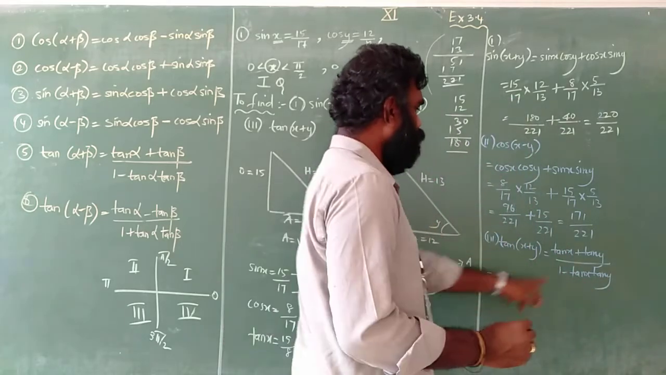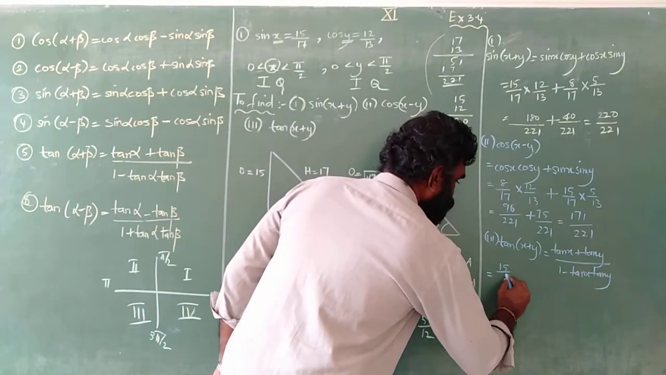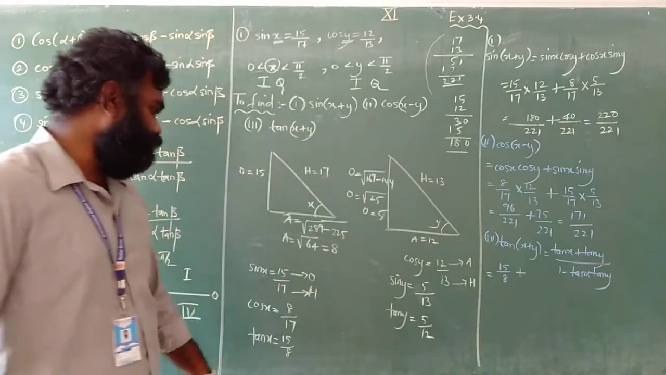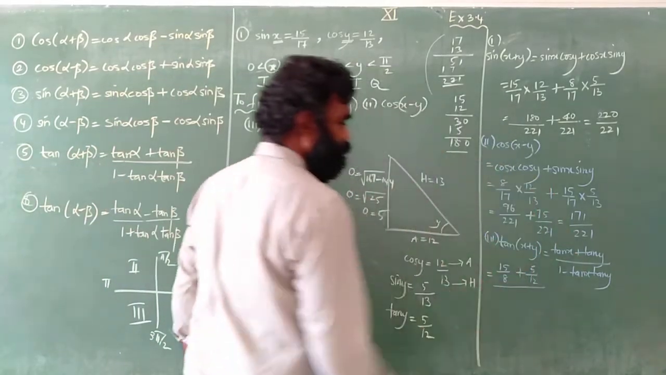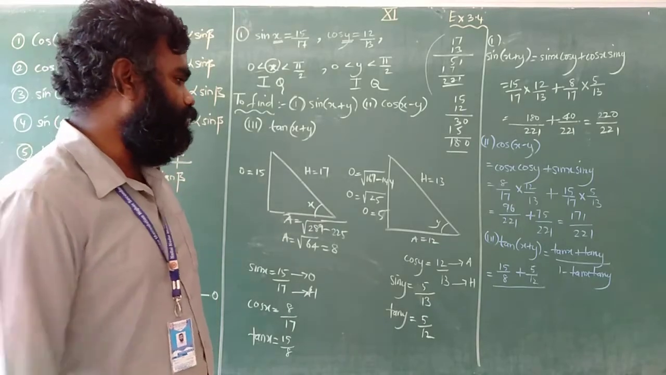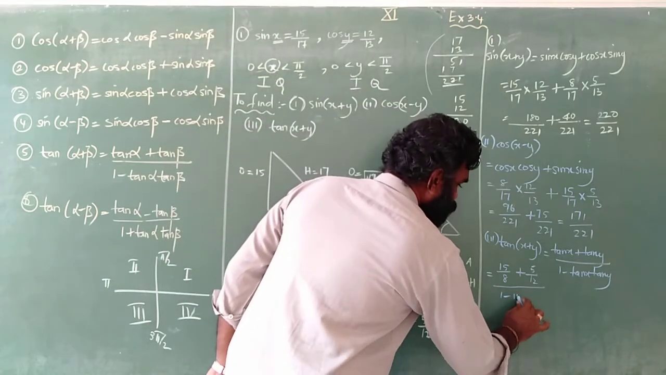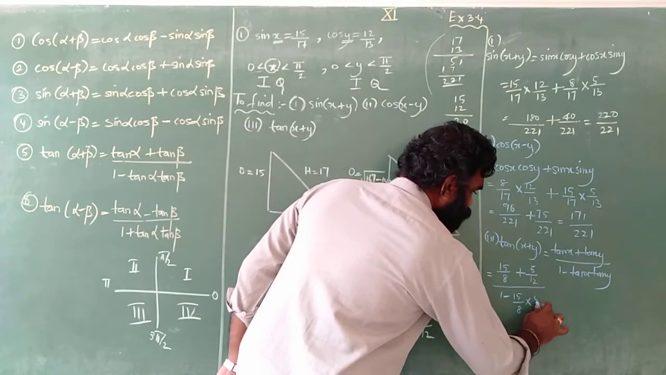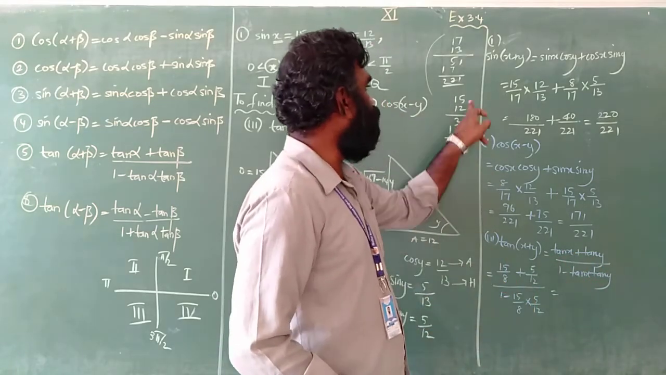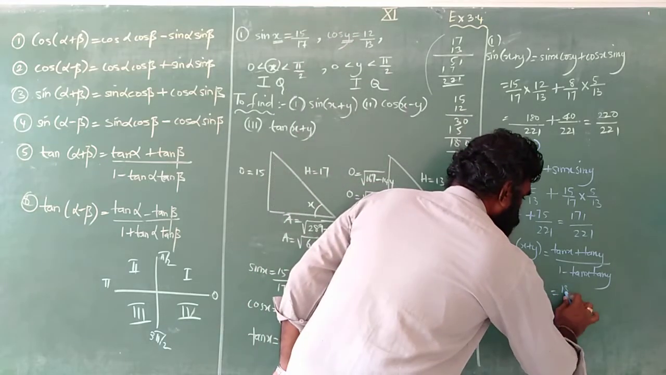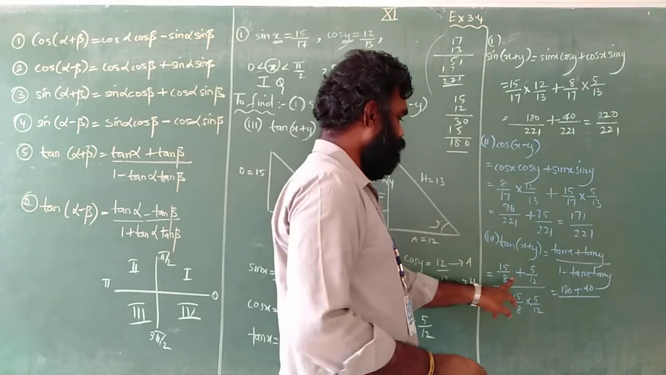So it's equal to, what is tan x? See here, tan x is nothing but 15 by 8. 15 by 8 plus tan y. Tan y is 5 by 12, whole divided by 1 minus tan x into tan y. 15 by 8 into 5 by 12 is equal to, cross multiply, 15 into 12. 15 12s are nothing but 180, plus 8 5s are 40, divided by 8 into 12.